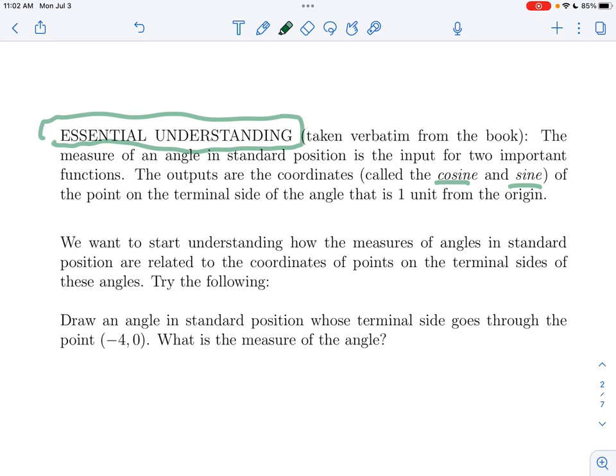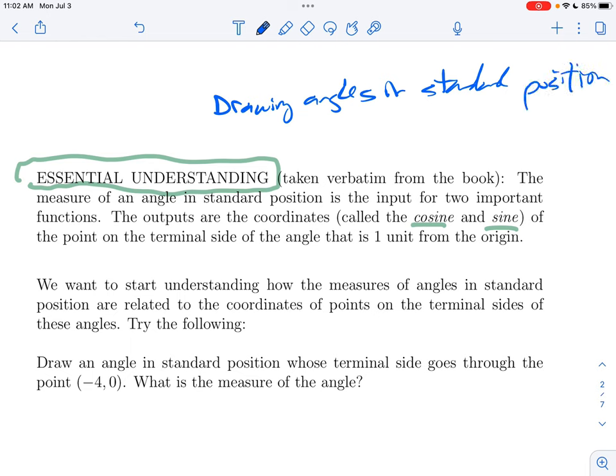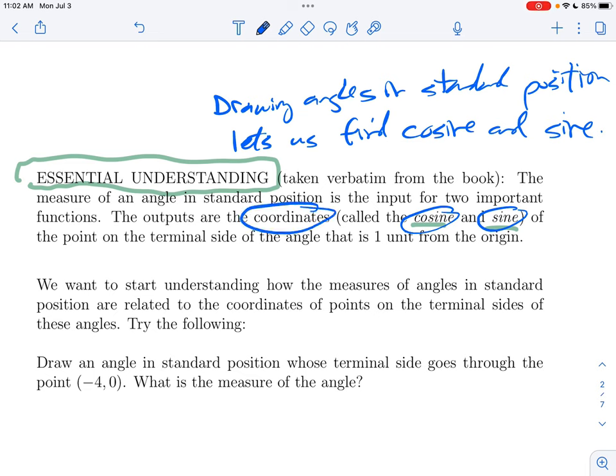So we'll return to this, but the real idea is that drawing angles in standard position is basically the starting point for computing these things called cosine and sine that we'll be seeing a lot of. The details will come in a little bit. And the idea is that we're going to be thinking about how coordinates in these diagrams are related to the angles. So let's look at an example.